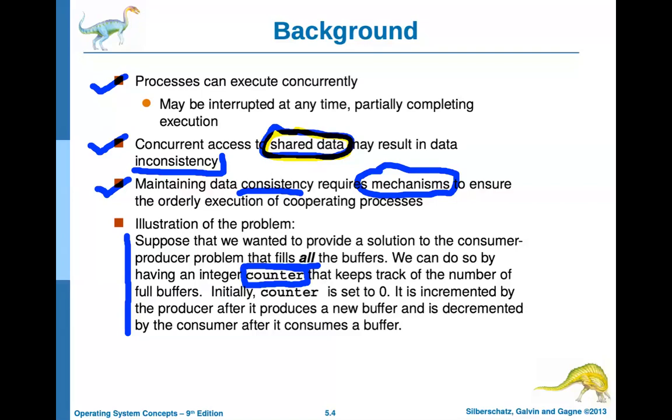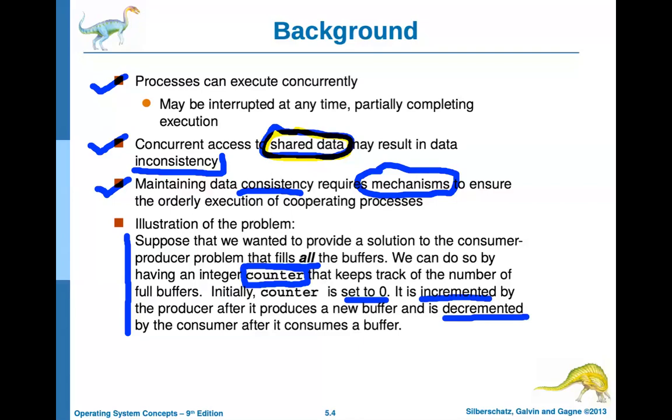So it is very simple. We have a shared variable called counter, which is initialized to 0. That is the initial stage, and it will be incremented by the producer whenever a new item is produced and put into the buffer, and this will be decremented by the consumer whenever it consumes an element from the buffer. And now that can be utilized for a kind of synchronization.